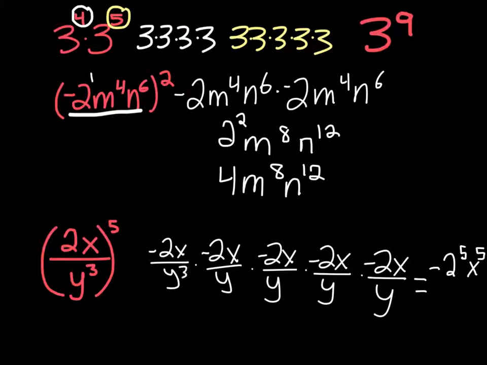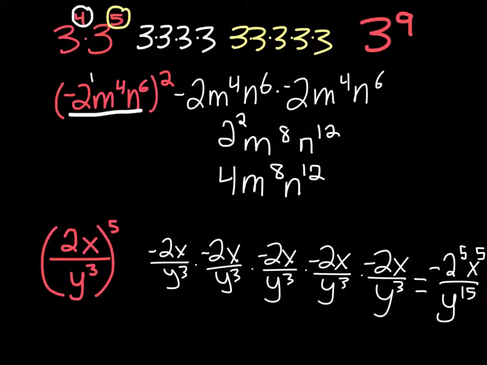Oops, and all of these should have had a power of 3 on them. So we end up with y to the 15th in the denominator because there are 3 y's, then 3 more y's, then 3 more y's, then 3 more y's, then 3 more y's. So we have 15 y's in total.